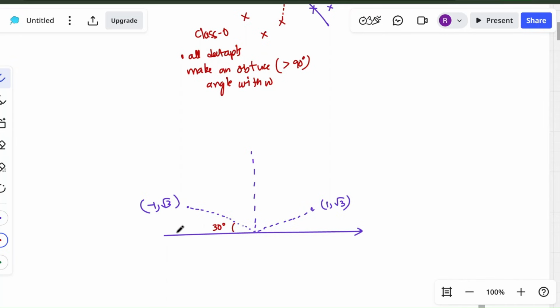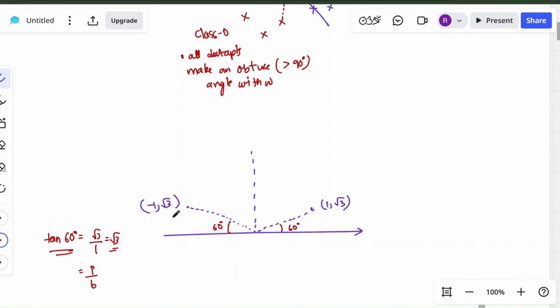Sorry, this is 60 degree. Why is this 60 degree? Because tan of 60 degree is equal to under root 3 by 1, which is under root 3. So tan is nothing but perpendicular by base. So perpendicular is under root 3, base is 1. So that is why it is 60 degree. Similarly, this is also 60 degree.